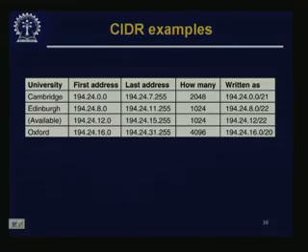So, this is an example. Suppose some British university like Cambridge, suppose the first address is this and the last address is this. That means how many nodes can they have? You can have from 0 to 7, so that is 8 over here, and of course 256 on the last byte. So, 8 into 256, that is about 2048 hosts. So, it gives the starting address 194.24.0.0, then /21. This 21 is a code which really shows that there are 2048 hosts.